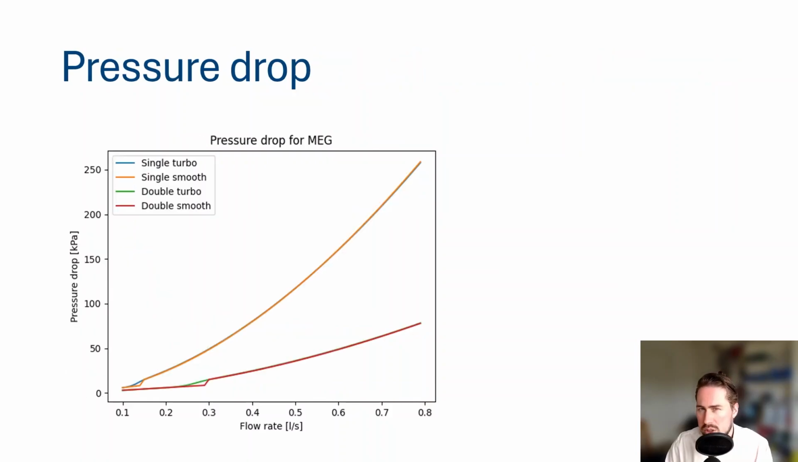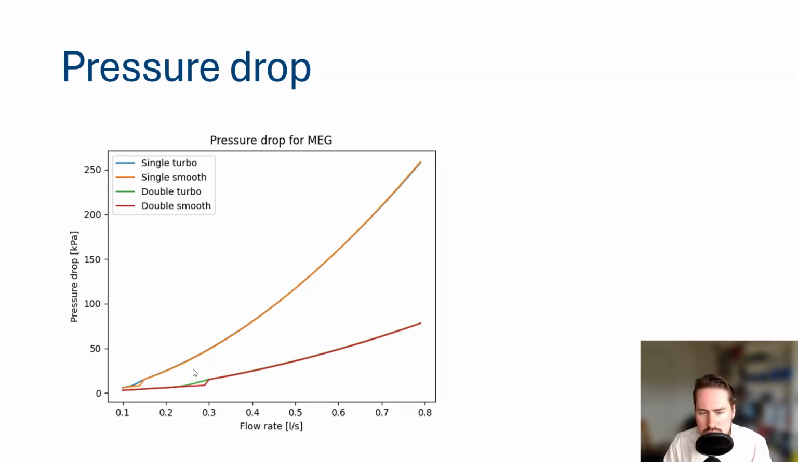We also have a pressure curve, of course. Here you see the pressure drop for both the double and the single pipes. We see that the single ones increase faster, again, because we have 100% of the flow rate through the pipe instead of only 50, because we have a W tube below. And what you can see is that the turbo collector is actually really close to the smooth pipe. It's a little bit higher, but at this scale it's not that visible.